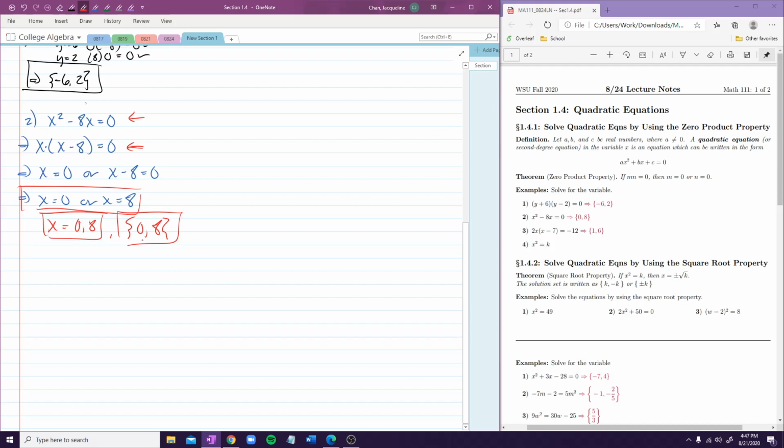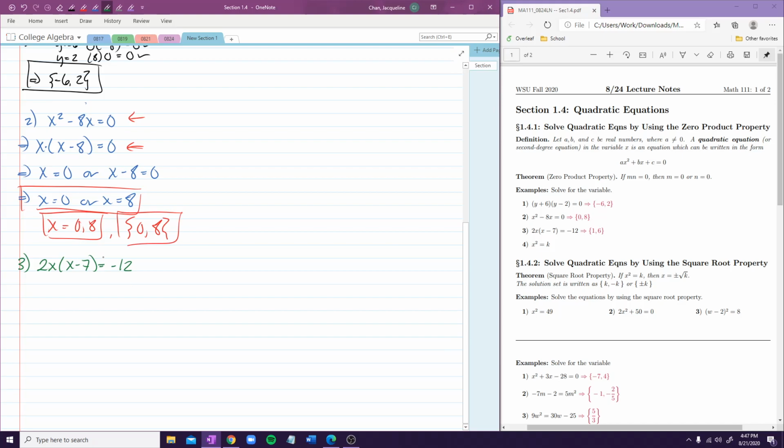That's our answer. Right. Now let's look at example 3. Example 3, we are given 2x times the quantity x minus 7, and this is equal to negative 12.